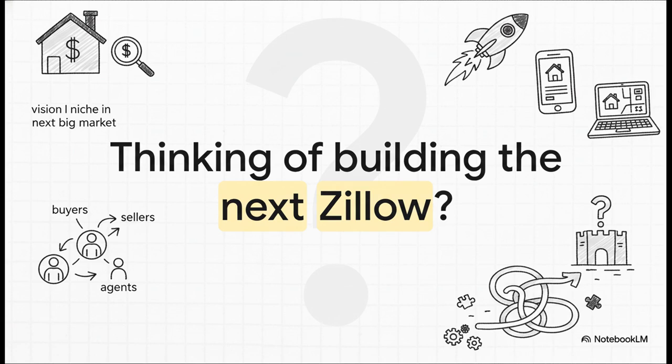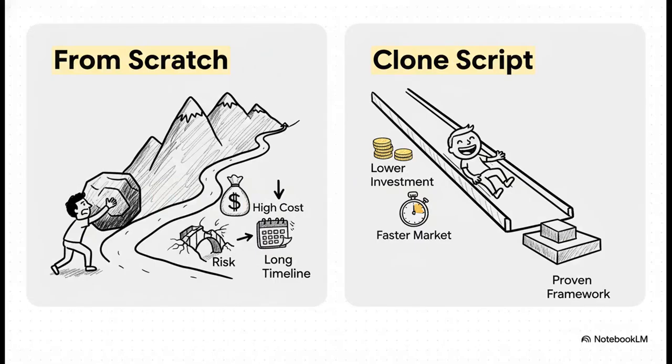It's a fantastic idea, but let's be real. The road to actually launching a platform like Zillow is, well, pretty complicated. And this slide really just lays it all out, doesn't it? Building from scratch is like trying to invent the car and build the factory at the same time. We're talking huge costs, a year or more of development, and a ton of risk. A clone script, though, is like getting the keys to a brand new car. The investment is lower, you get to market way faster, and you're starting with a proven engine. That's the choice we're digging into today.